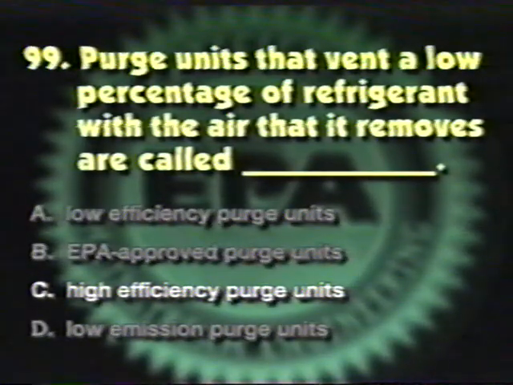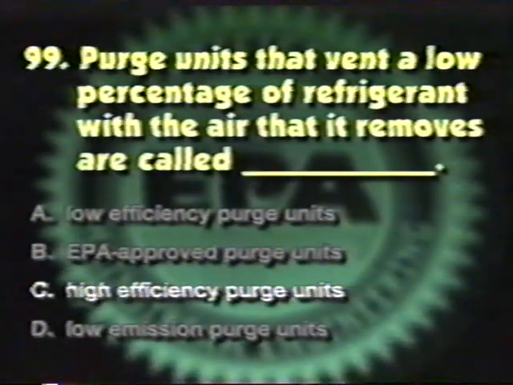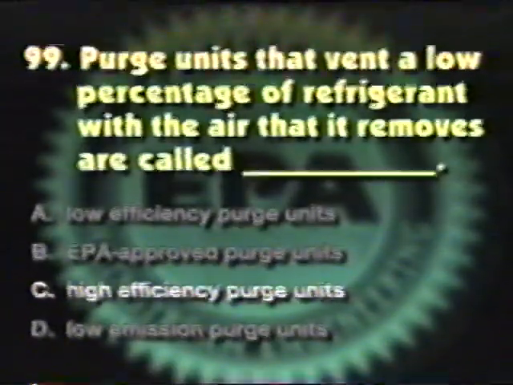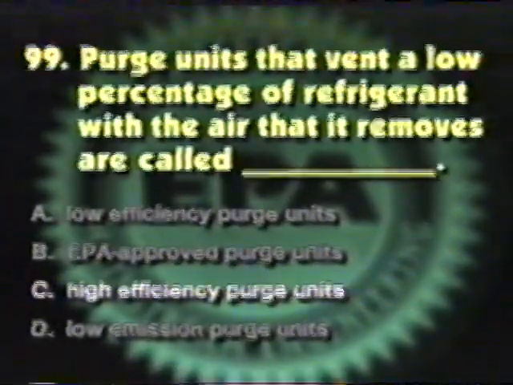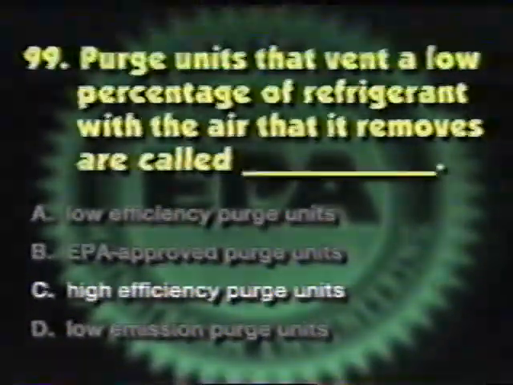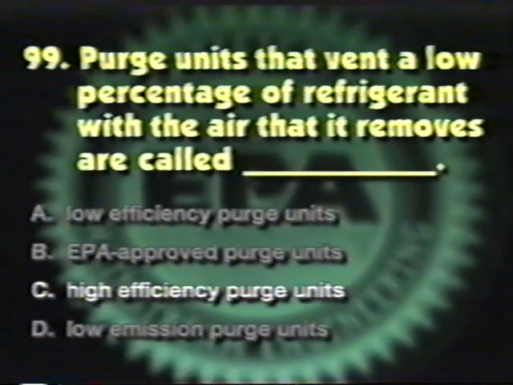The answer is C. A purge unit that vents to ambient a low percentage of refrigerant with the air that it vents is known as a high-efficiency purge unit because it is very efficient at separating the air from the refrigerant. Therefore, it minimizes the refrigerant vented.